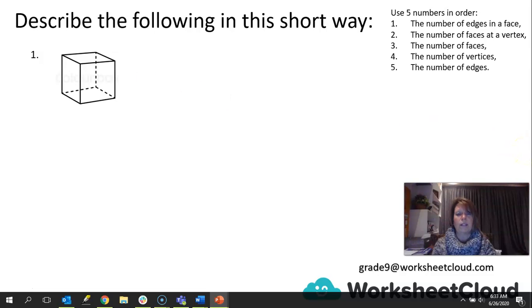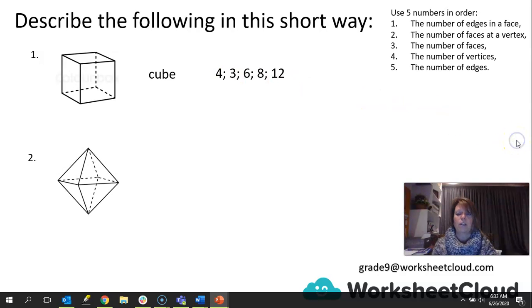Then we look at the number of faces in the whole shape, and that will be 1, 2, 3, 4, plus the 2 bases, that will give me 6. The number of vertices altogether will be 8, because I've got 1 there, 2, 3, 4, 5, 6, 7, 8. And then the number of edges altogether will give me 4 on this side, 4 on that side, and another 1, 2, 3, 4, which actually gives me 12. So that is a cube, and the short way of writing a cube in this sequence will be 4, 3, 6, 8, and 12.